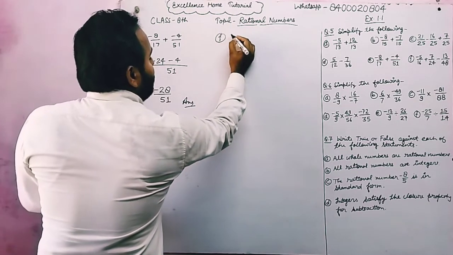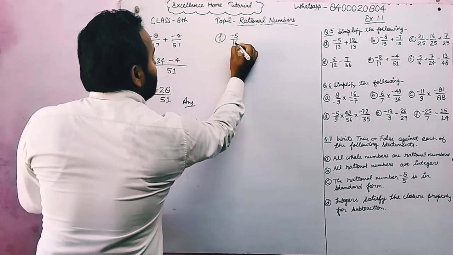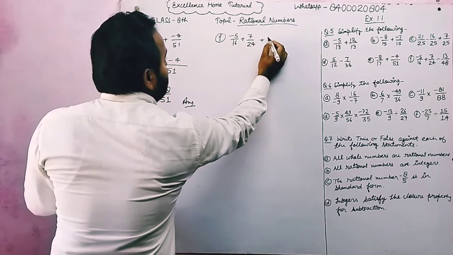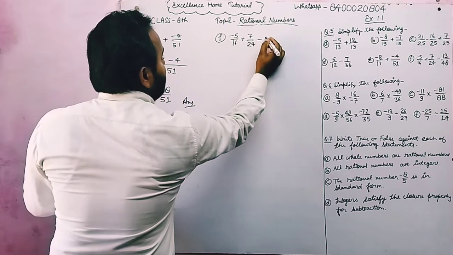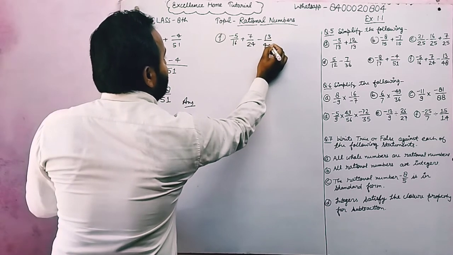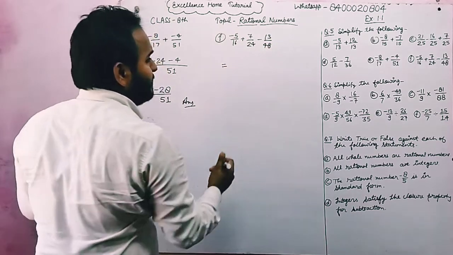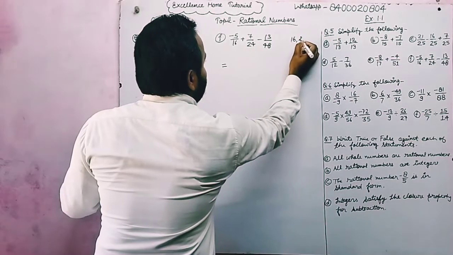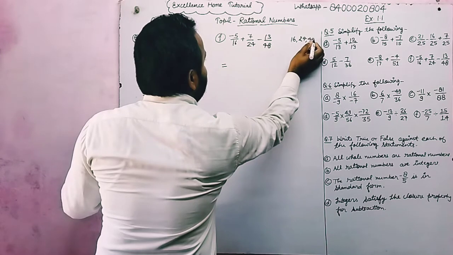Okay, part F: minus 5 by 16 plus 7 by 24 plus minus 13 by 48. In this we have to take the LCM. So let's take the LCM of 16, 24, 48.